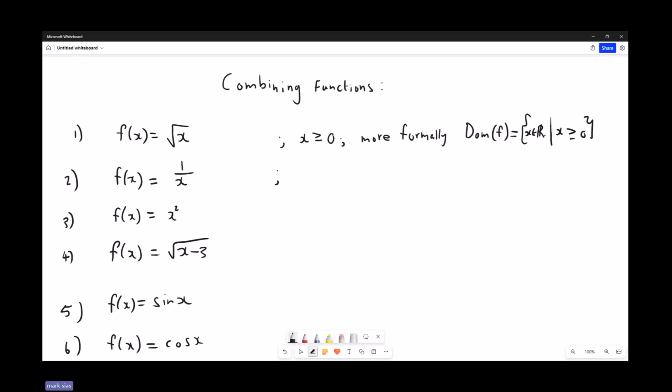Okay. So I think X is an element of real numbers, but X should not be equals to zero, because if it's zero, then the whole thing becomes undefined.